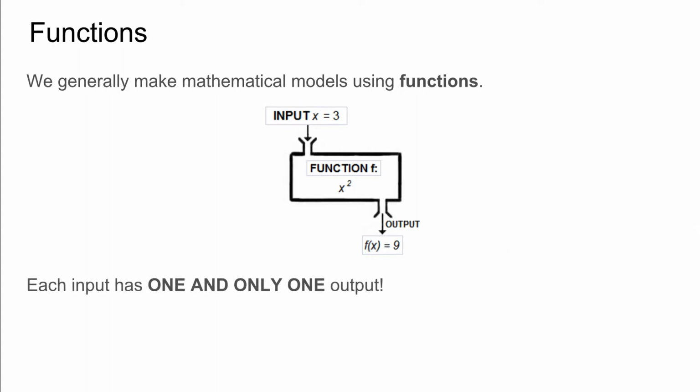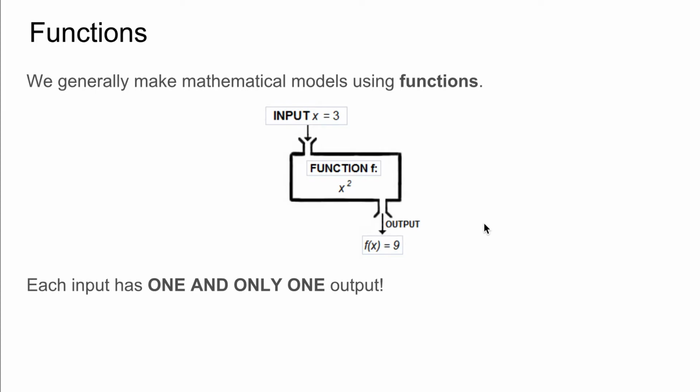One thing to know for a function is that each input has one and only one output. So if we put in a certain number into the function, there's only one thing we can possibly get out. We can't put in 3 as an input and get 4 or 6 or 10. There's only one output that we can get for each input. In this case, we input 3, we got 9.